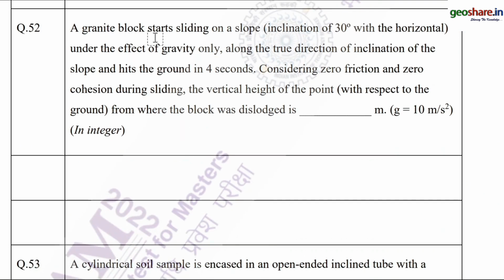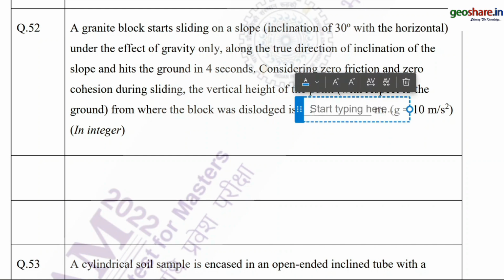A granite block starts sliding on a slope inclined 30 degrees with horizontal under the effect of gravity only, along the true direction of the inclination of the slope, and hits the ground in 4 seconds. Considering zero friction and zero cohesion during sliding, the vertical height of the point with respect to the ground from where the block was dislodged. Answer will be 20.